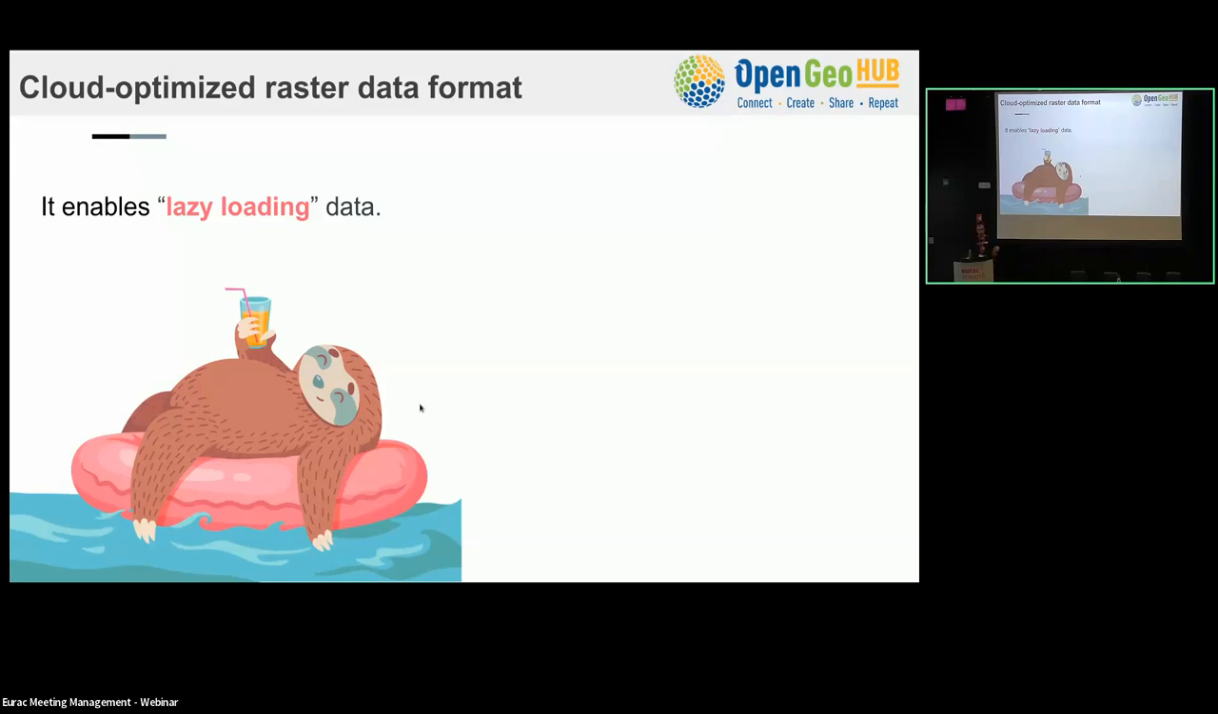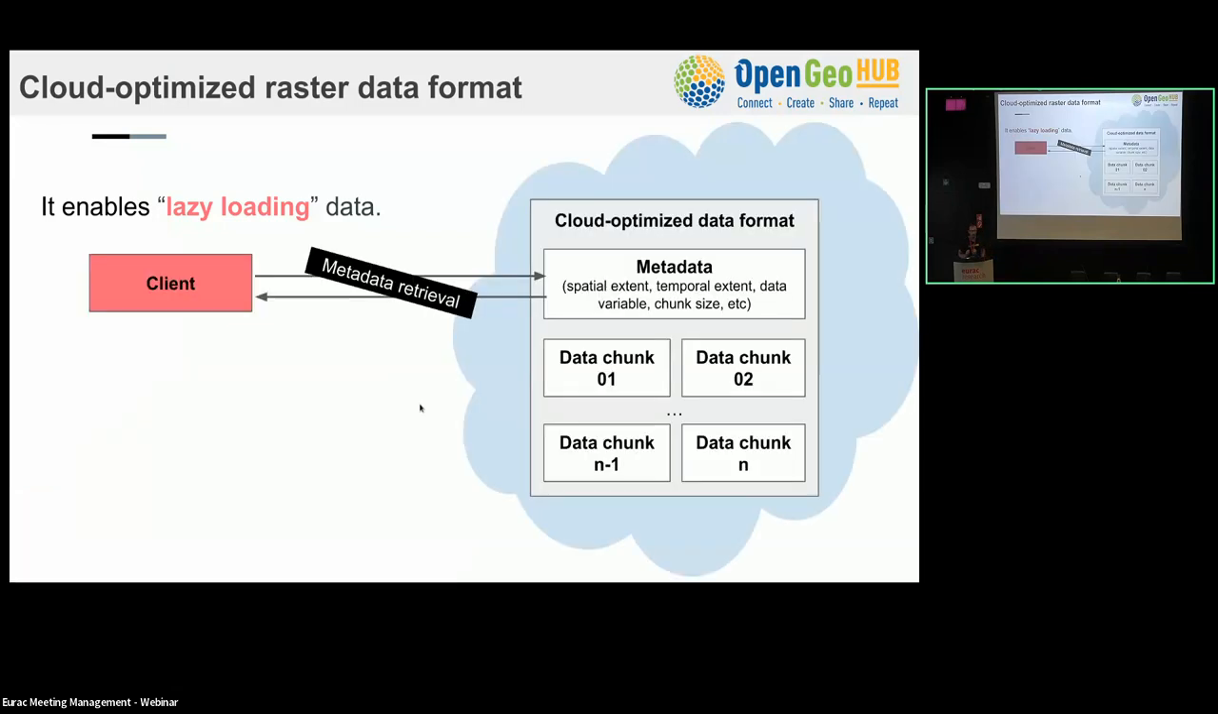More recently, we have this cloud optimized raster data format. They also call it cloud native format. And for me, this is a very powerful thing because it enables really lazy loading. What I mean by lazy loading is that these formats are designed to be accessed through HTTP connections, over the internet and network, so that you can easily retrieve, for example, the metadata at low cost without downloading the whole file. And after that, retrieve just the data chunks according to your analysis.